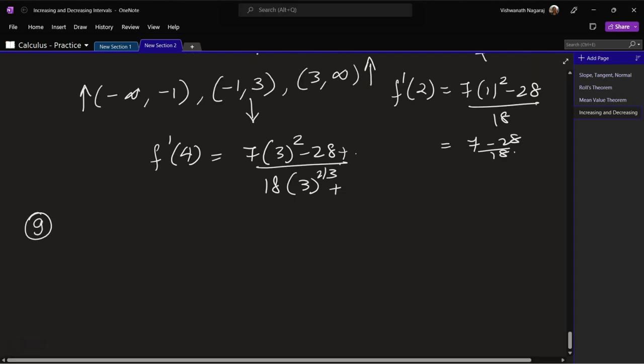Let's look at the ninth one. F of x is equal to minus x to the power of 4 minus 2x cube plus x square.